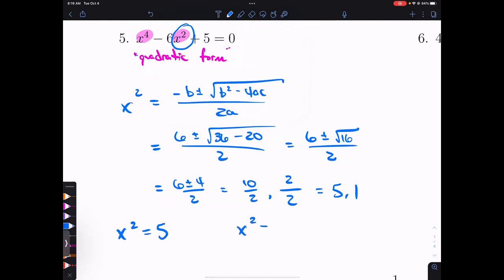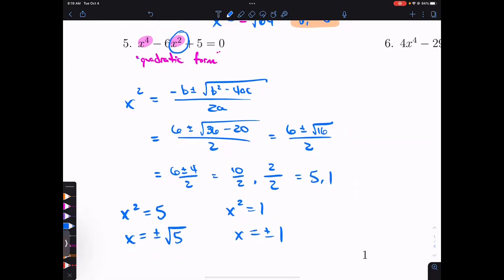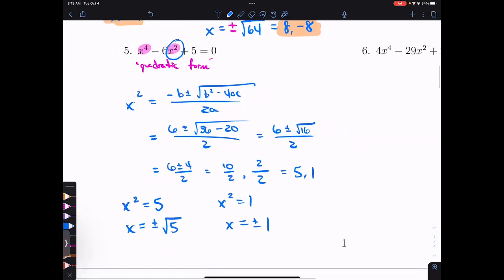X squared is 5, x squared is 1. So x is plus or minus the square root of 5 and plus or minus 1. Taking a square root of both sides, the square root of 1 is 1. So 1, 2, 3, 4 solutions. Those are the same ones that we got yesterday when we factored. So that works as well, if you're more comfortable doing that than factoring. But the basic idea is that we treat it like it's quadratic, only we make an adjustment because the powers are x to the 4th and x squared. That means it's quadratic in terms of x squared. So we get this last step where we do a square root.